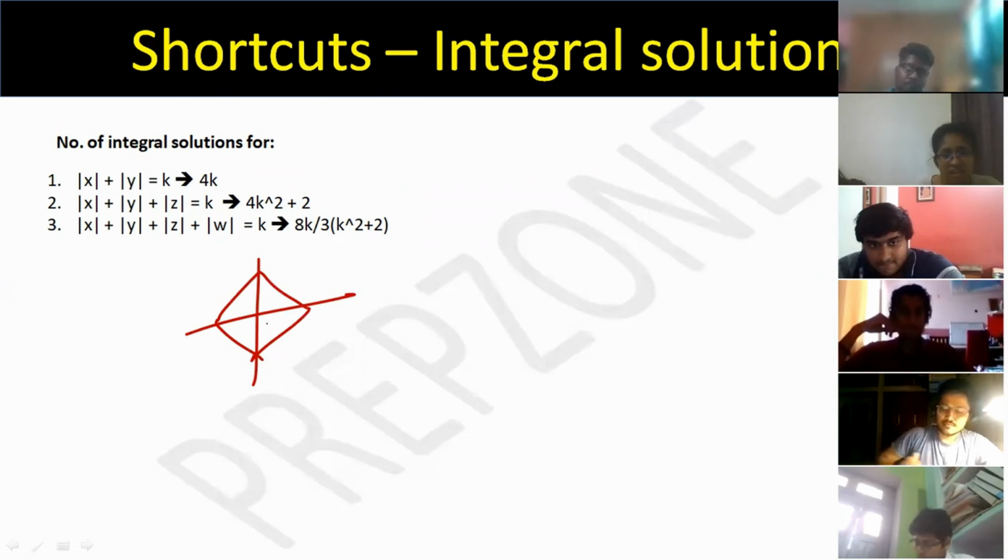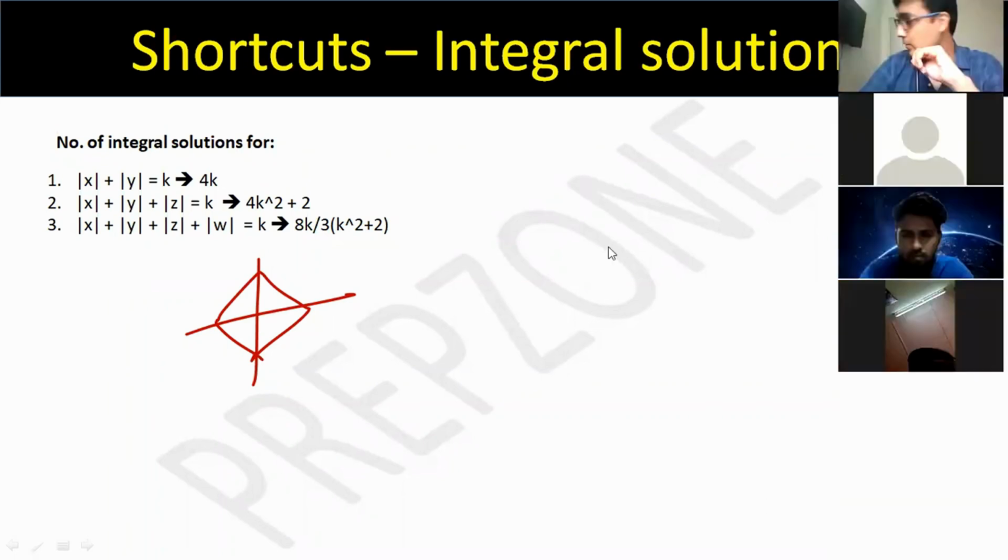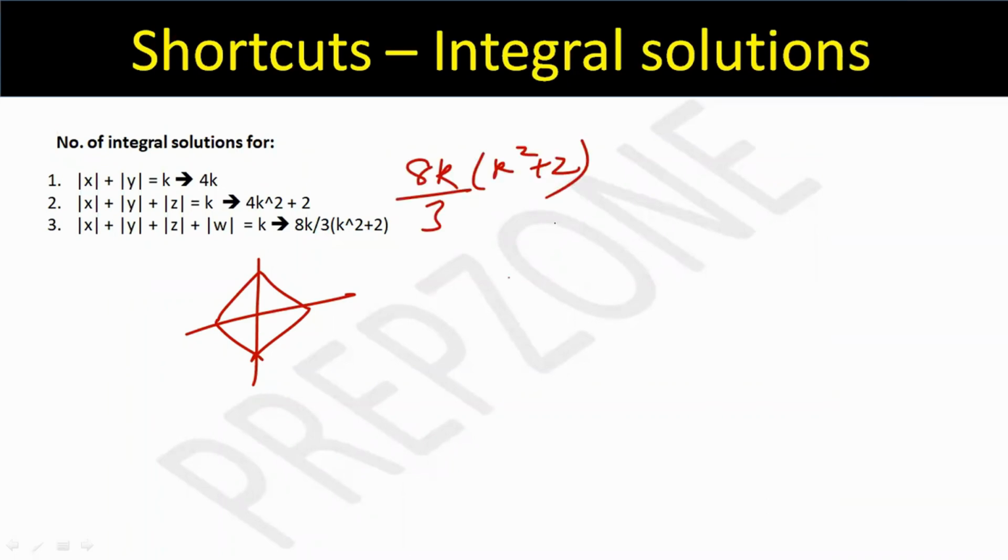And mod x plus mod y equals k. Number of integral solutions is 4k. Mod x plus mod y plus mod z equals k. It's 4k squared plus 2. And if it's 4 variables, it is 8k by 3 into k squared plus 2. Should remember because it will help you. And such questions are common. Try to remember it now only so that in the subsequent questions, you are in a situation to apply this.